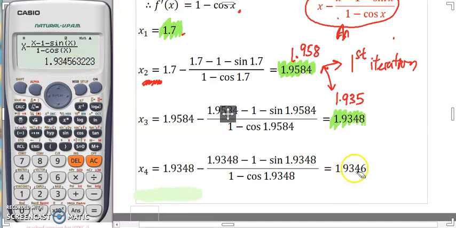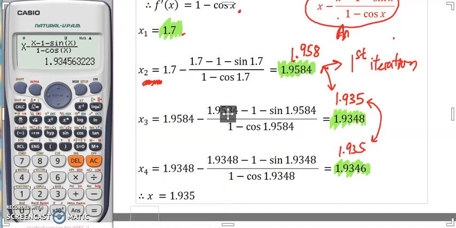It will be 1.9346. And up to here, once again we check: have we fulfilled our stopping criteria? If I round off to 3 decimal places, I have 1.935. Now you see the rounded value happens to be the same. Therefore, we shall stop our iteration. We no longer calculate x5, but we end our answer with x equals 1.935, which is the rounded value that we found just now. So this is how we get the solution to these questions by using the Newton-Raphson method.